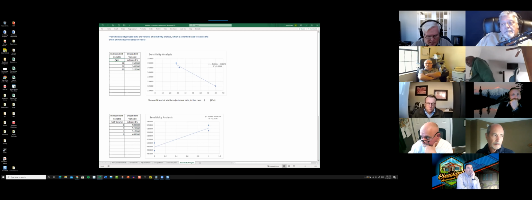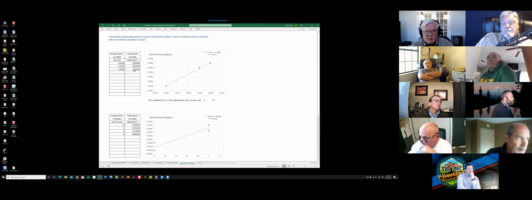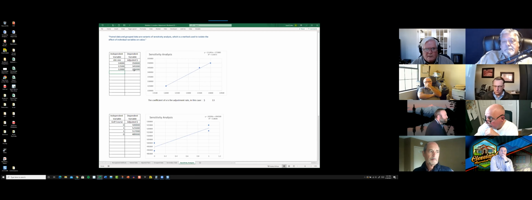It can be used for site size, and we'll get into this later. Let's say that this one has a 14,000 square foot lot, and this one has a 13,500 square foot lot, and this one has a 12,000 square foot lot. The adjustment is $13 per foot, if site size is the only difference that's driving the value.